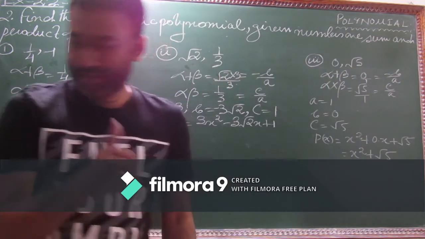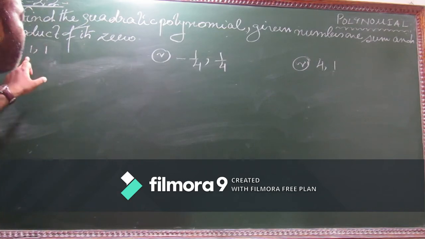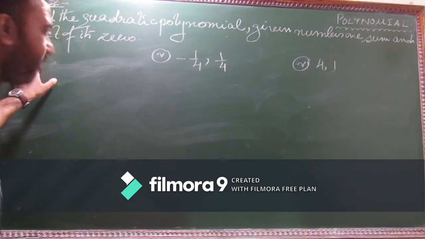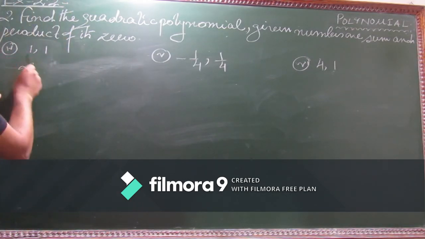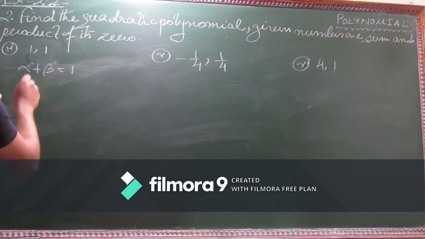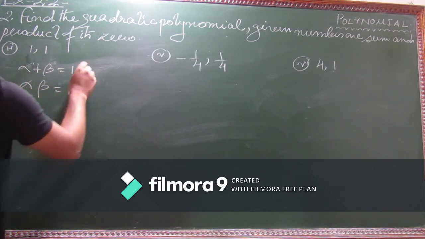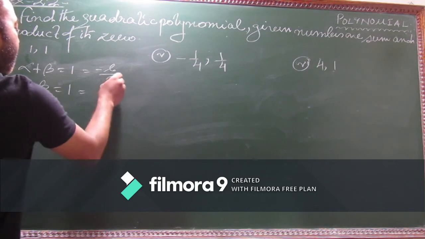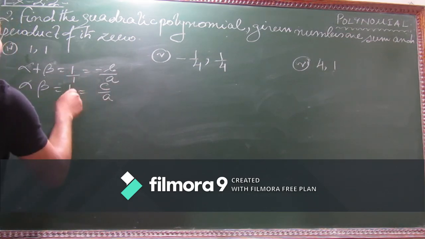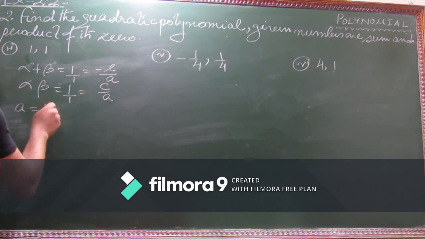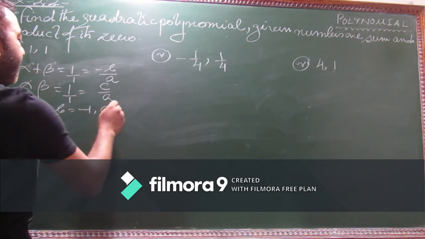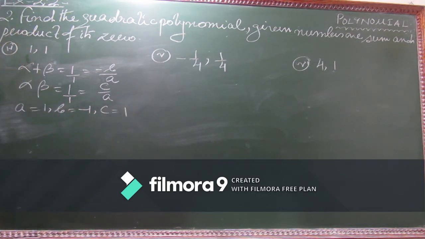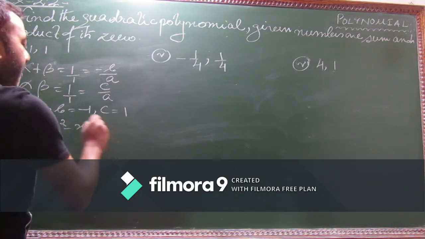Done everybody? Yes, done. We will start the 4th, 5th and 6th parts of the same question. So what is this? Alpha plus beta is equal to 1, alpha into beta is equal to 1, equal to minus b by a, equal to c by a. Nothing is there means 1, nothing is there means 1. So a is equal to 1, b is equal to minus 1, c is equal to 1. Done? So what is the polynomial? Polynomial in x, x square minus x plus 1.